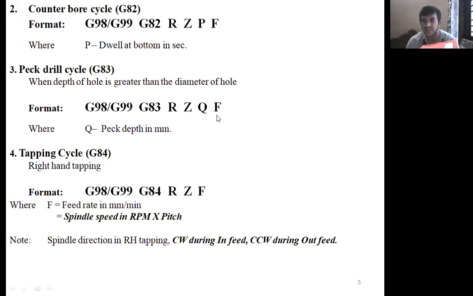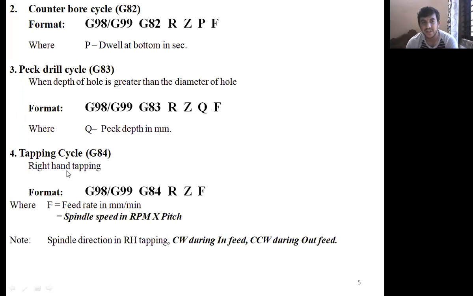Next, after the line, F stands for what? Feed, right, in per minute. Then remember one more very important cycle, the tapping cycle. Tapping cycle means I want to produce a thread, an internal thread in the drilled hole. How do you produce it? With the help of the tapping cycle G84.